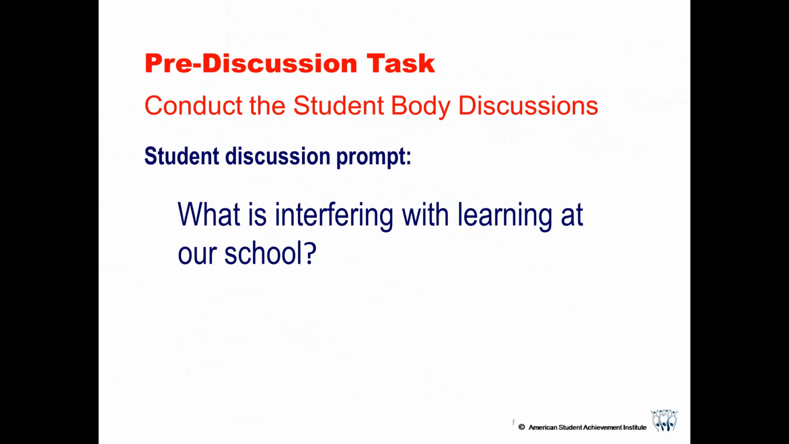When you're happy with your achievement goal report, then we can move on to the next step, which is root causes. So as we begin the root cause discussions, one of the first things we want to do is to have a discussion with the student body, similar in format to the discussions that you've had in the past couple of months. This month the prompt is, what is interfering with learning at our school? So it's an open-ended question for the students. We're just asking them to brainstorm what's interfering with learning at the school. Okay, so that's the student body discussion.